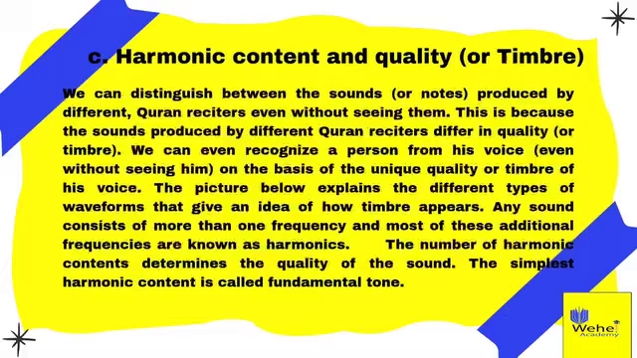The picture below explains the different types of waveforms that give an idea of how timbre appears. Any sound consists of more than one frequency, and most of these additional frequencies are known as harmonics. The number of harmonic contents determines the quality of the sound. The simplest harmonic content is called fundamental tone.